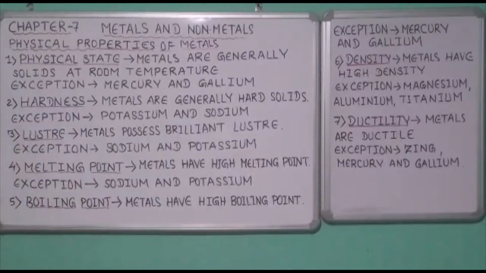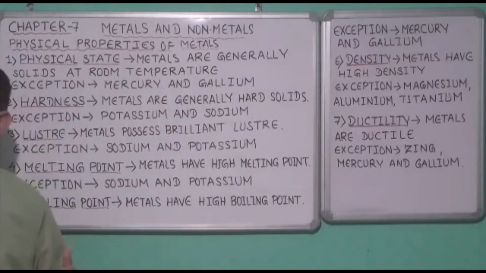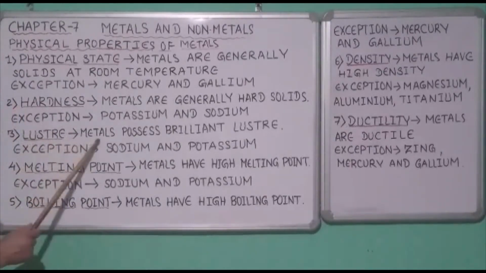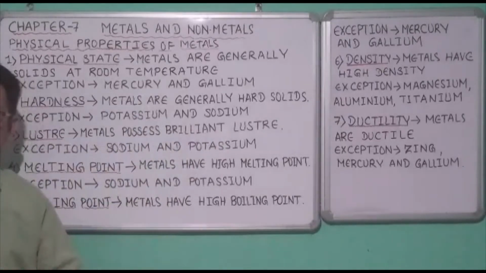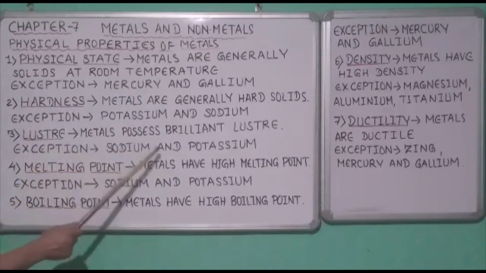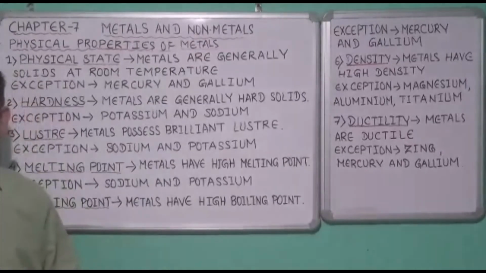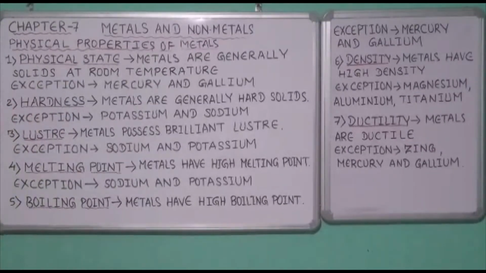Now next here, luster. Luster means having shining surfaces. Metals have shining surfaces. Metals possess luster because they reflect light instead of absorbing it. Now exception here, sodium and potassium have dull surfaces. They are non-lustrous.